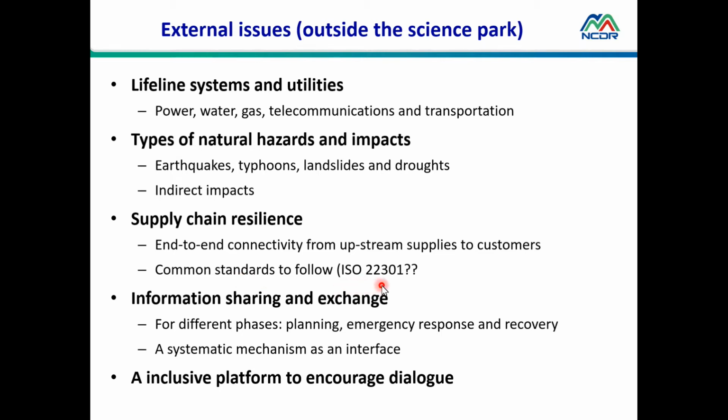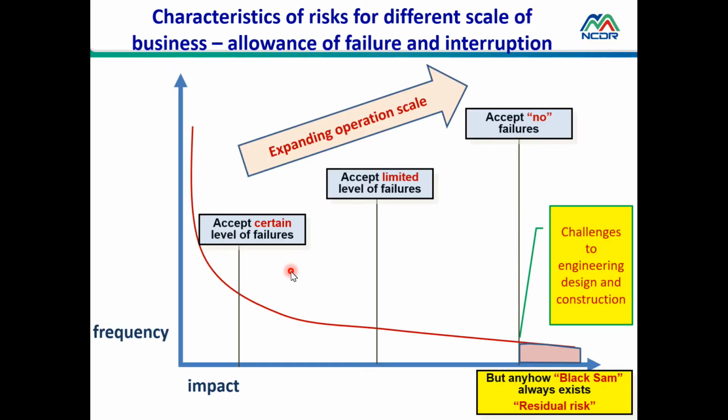So in the global trend, right now we have ISO 22301 as a standard to guide the BCP, but most important, how to share information. I will use this one to explain how we use disaster management to enhance what I call the allowance of failure and interruption. For small scale businesses, they accept a certain level of failure because the frequency of impact is high. However, the impact could be low.